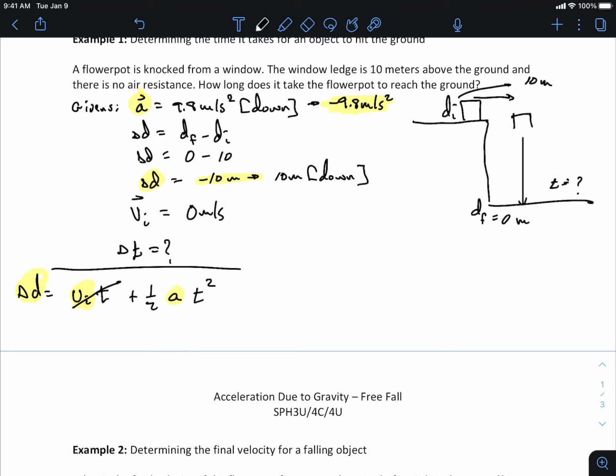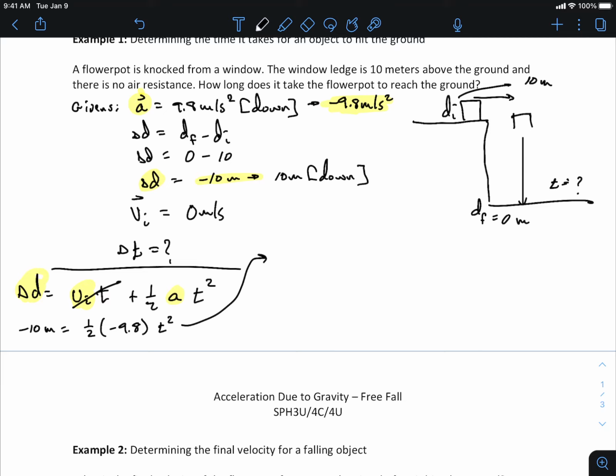And now you can plug in your information. You know the change in displacement is going to be negative 10 meters, which is equal to 1/2 of negative 9.8, t squared. Now, this still looks a little bit ugly, and I'll show you how to deal with that in a sec. But we can now do some math on this.